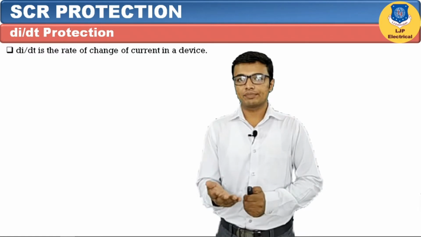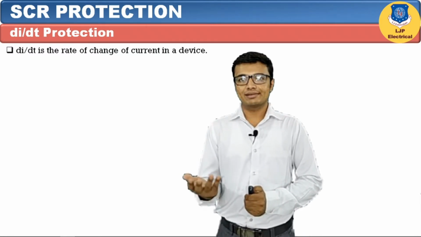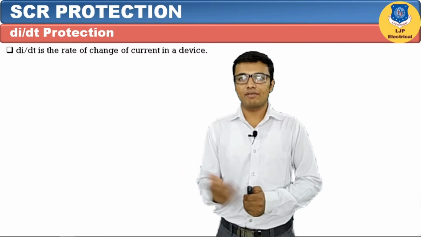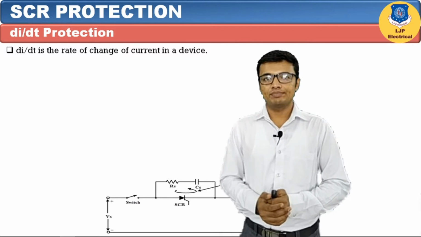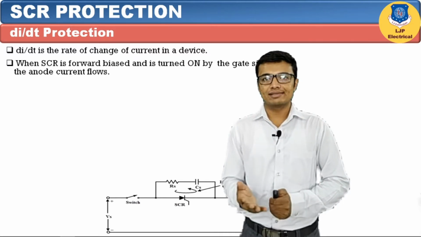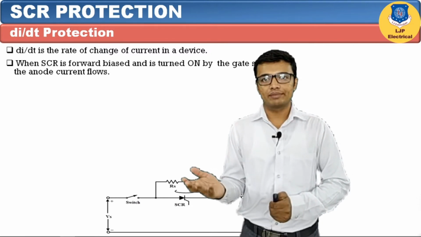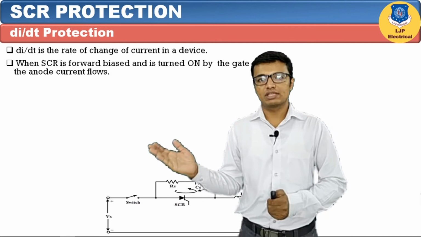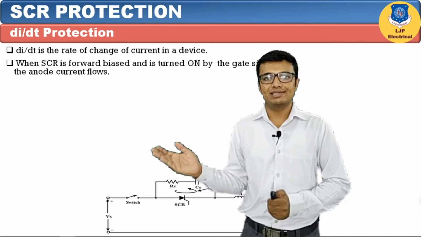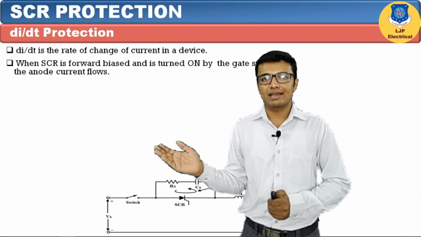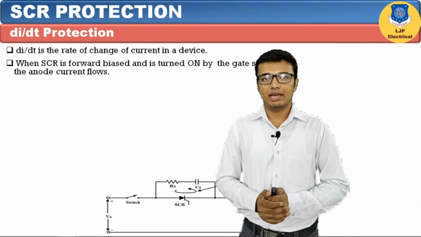It is the rate of change of current. It means current may increase or decrease, and we have to provide protection against increase or decrease of current. This is the circuit diagram to provide protection against di/dt. When the SCR is forward biased and turned on by applying a gate pulse, then anode current will flow through it. Current flows from the supply through the switch to the SCR, and across it we have connected one resistor and capacitor, which form the snubber circuit, and in series with it we have connected one inductor, and current will come back to the circuit.